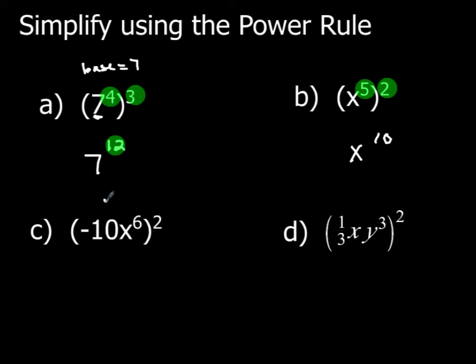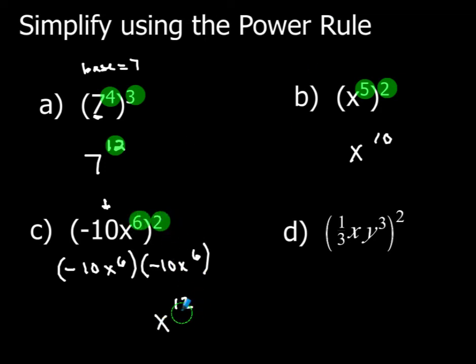But what about this negative 10 right here? What about that value? So let's do this the long way here for a second. If I had negative 10x to the 6th, and I had that twice, so negative 10x to the 6th. Now, we already know we're going to end up with x to the 12th power, so that I'm not worried about. I think you guys will be okay with those two guys right there.